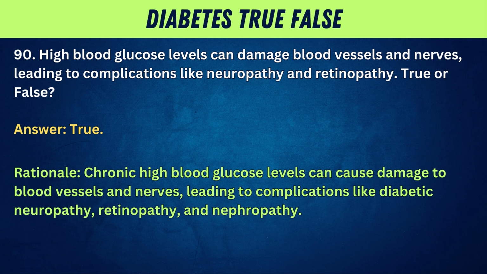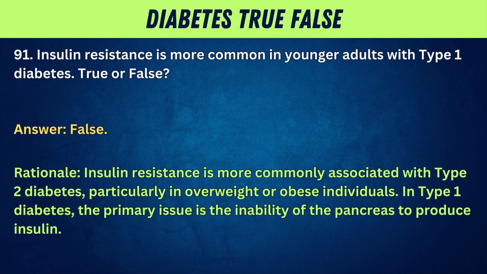90. High blood glucose levels can damage blood vessels and nerves, leading to complications like neuropathy and retinopathy. True or false? Answer: true. Rationale: chronic high blood glucose levels can cause damage to blood vessels and nerves, leading to complications like diabetic neuropathy, retinopathy, and nephropathy.